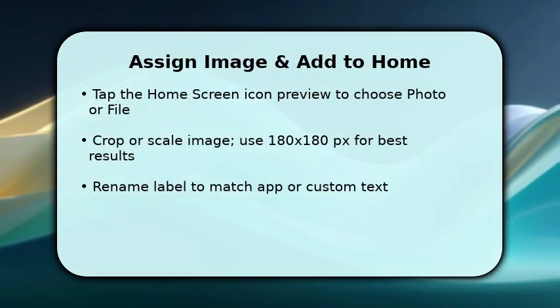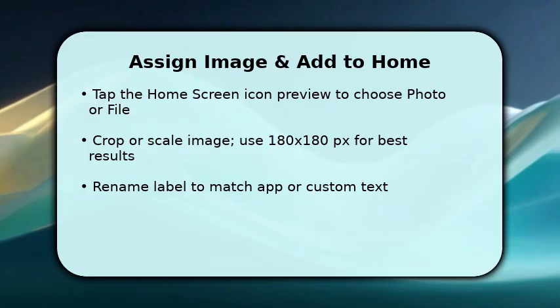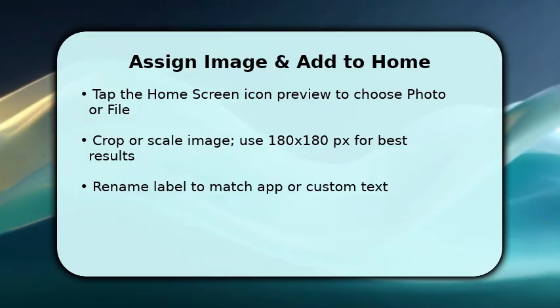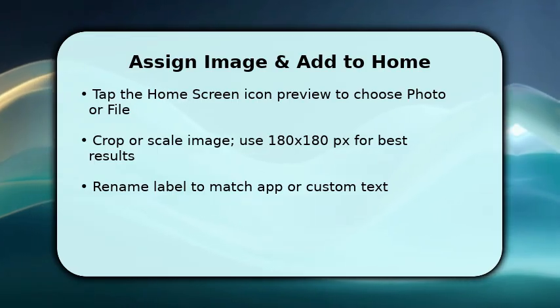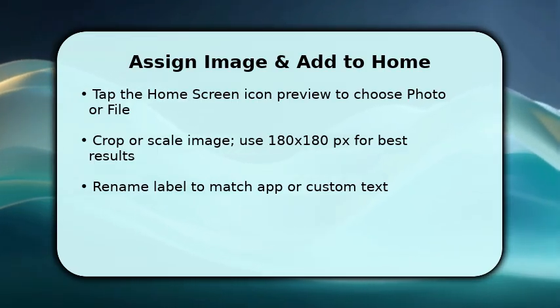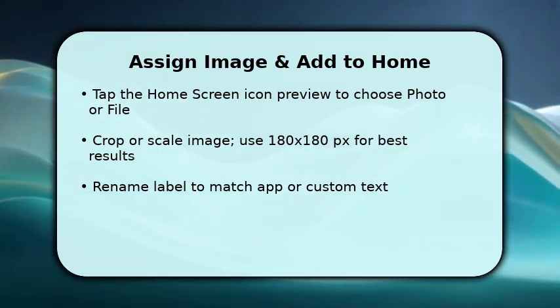Now assign the visual that becomes the new app icon. Tap the home screen icon preview, then choose Photo or File and pick your prepared image. Crop or scale so the design sits centered. You can also use a transparent PNG for custom shapes.